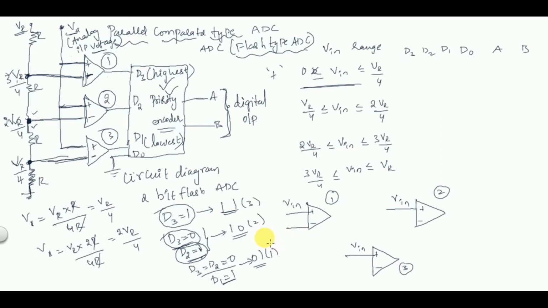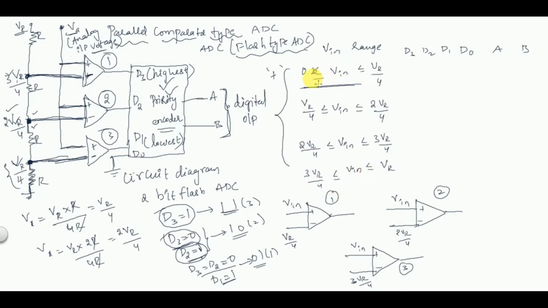For the first comparator, the negative terminal is connected to the voltage equal to VR by 4. For the second comparator, the negative terminal is connected to 2VR by 4, so here the voltage will be 2VR by 4. For the third comparator, it is connected to 3VR by 4. This is the same for each of the 4 ranges of values.